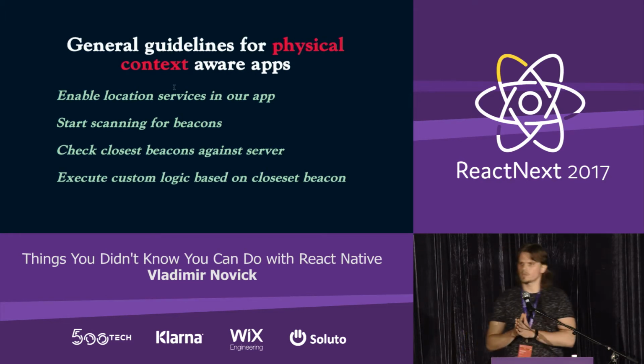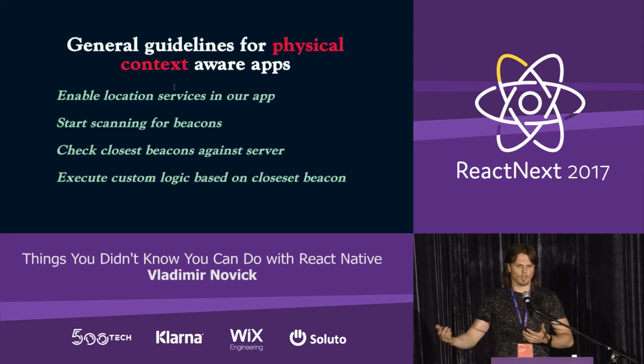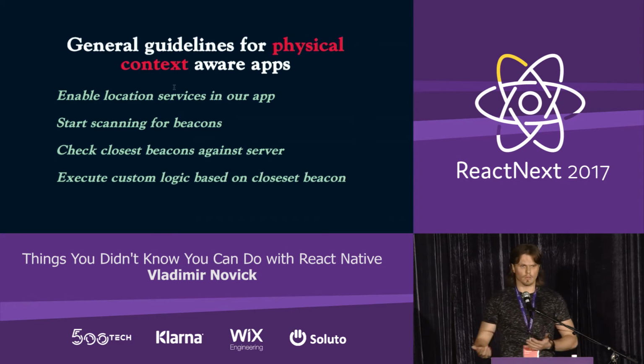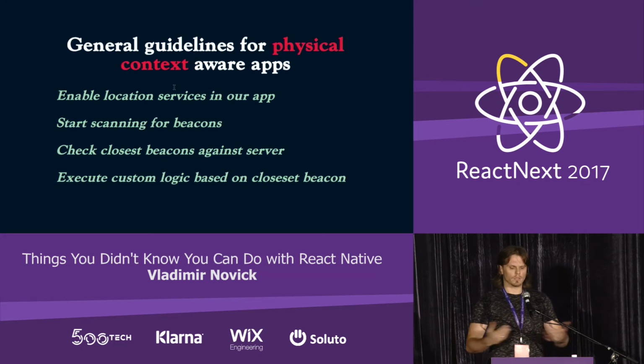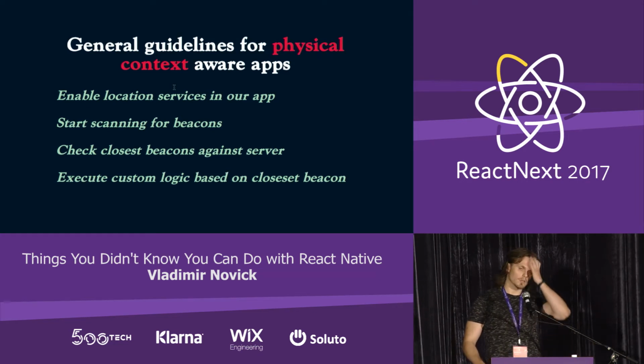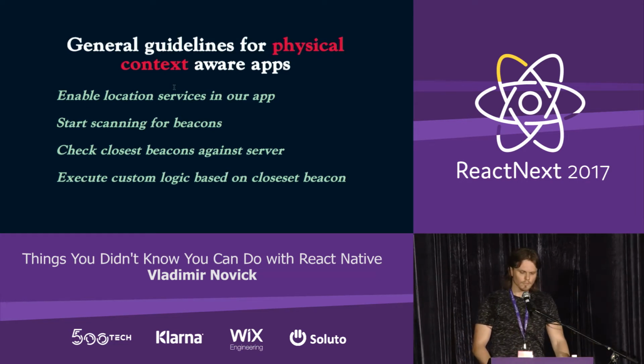What does it mean? It means that a beacon only has proximity and a unique ID, and that's it. But we want additional data, right? So on the server, for each beacon, we can have lots of data which are relevant to the app you develop. And then when you are near the beacon, you execute this custom logic based on the closest beacon.